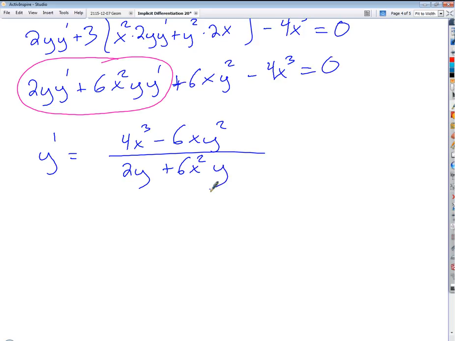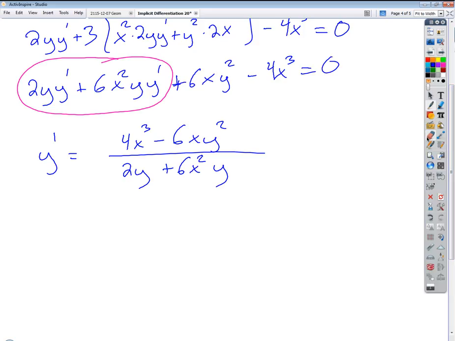Wait, can't I cancel the 6x? No, you can't cancel anything because I can only cancel like factors. There's one thing we could do. 2x. Good, we could divide both the top and the bottom by 2. And that would probably be a good idea, but it's not like it's really dramatically changing anything. So we get 2x cubed minus 3xy squared over y plus 3x squared y.